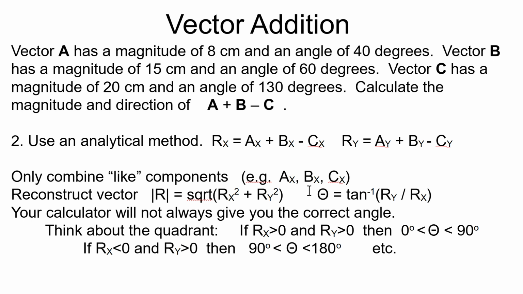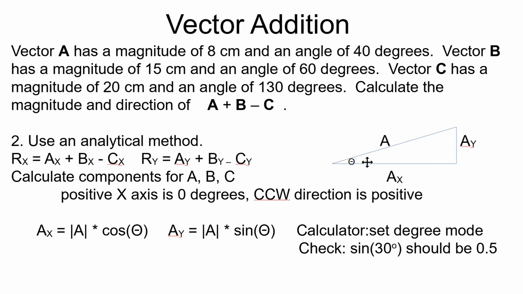Well, how do I find the angle? I use the inverse tangent function to find the angle. Tangent of theta would be a sub y divided by a sub x, or if this was an r sub y divided by r sub x. So tangent of theta is the ratio of those two sides. To find the angle, I use the inverse tangent function.